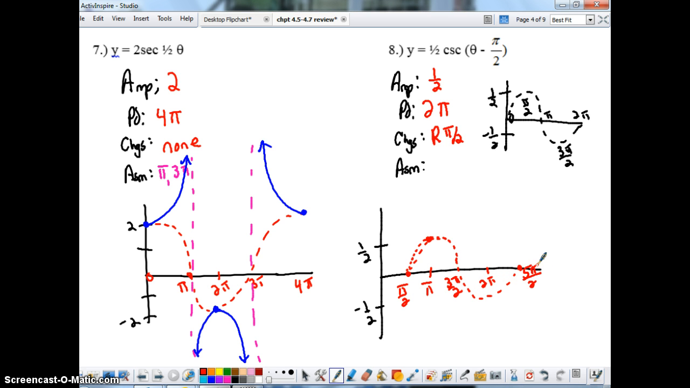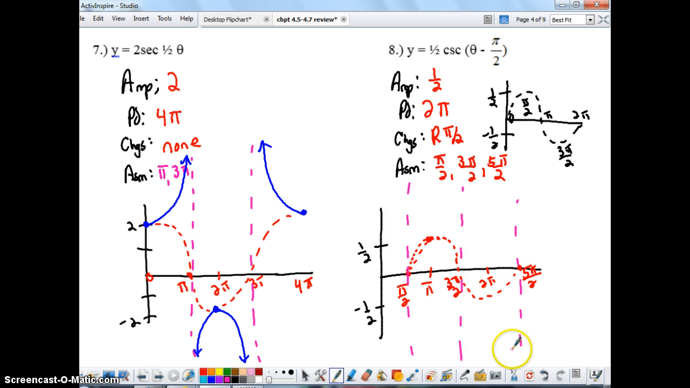So my asymptotes are going to be at pi over 2, 3 pi over 2, and 5 pi over 2. So I will fill those in, and I will draw them in. And now we just have to take that where we just cut it and flip it. Again, share the point, bring it up. Make sure you're not crossing over those asymptotes.